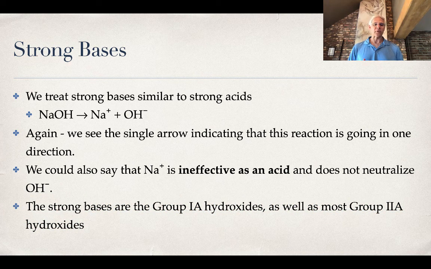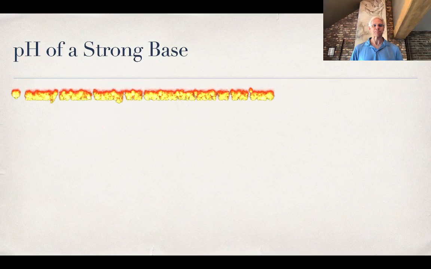So where do we find the strong bases? A good rule of thumb is they are group 1A hydroxides. So group 1A is your lithium, sodium, potassium, as well as most of the group 2A hydroxides. So calcium hydroxide, magnesium hydroxide, barium hydroxide. Those also serve as strong bases.